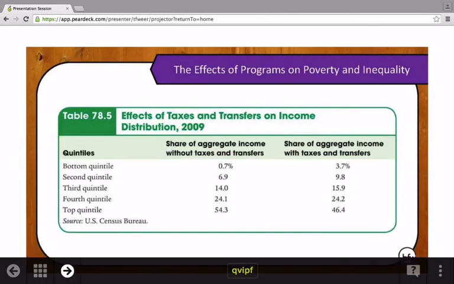This table here shows that the income distribution would have been more unequal if our taxes and transfer programs did not exist. The poorest fifth of Americans would have only received 0.7% of national income without these programs, but with it get 3.7%. And you can see that the income of the top fifth of Americans is reduced by these programs. They would have received 54.3% of total national income without them, but only get 46.4% with it. So it has had an effect of transferring income from the wealthiest to the poorest.